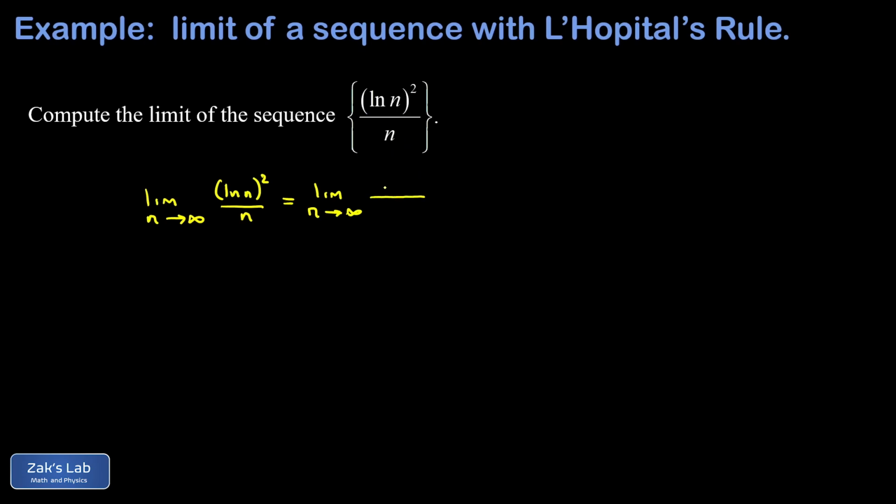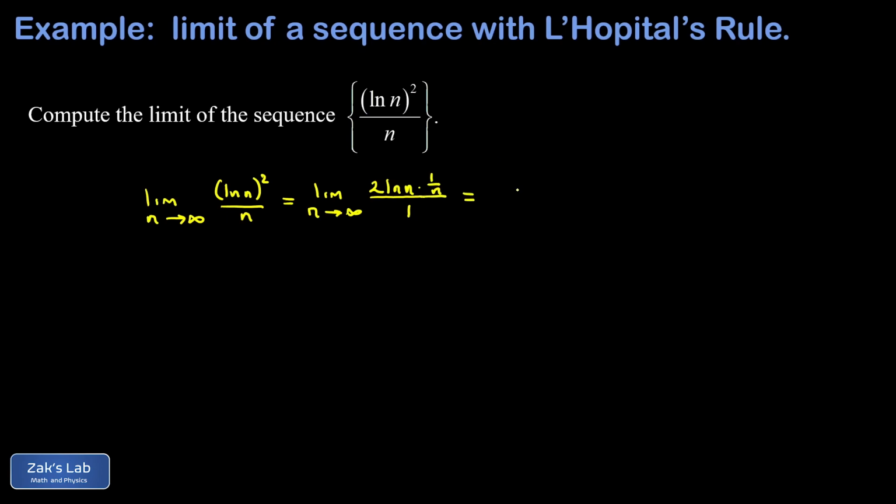In that numerator, we actually have to use the chain rule because this is a function of a function. So we start by differentiating with respect to the interior function. That gives us 2 natural log of n. And then we have to multiply by the derivative of the natural log of n, which is 1 over n. In the denominator, the derivative of n with respect to n is just 1.